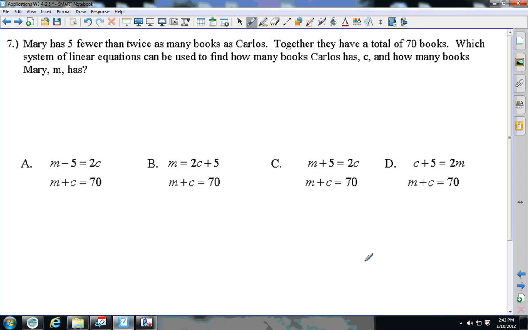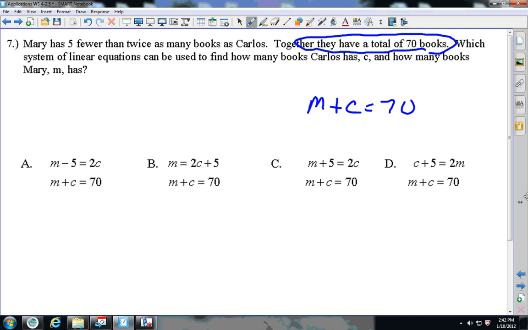Number 7 says Mary has 5 fewer than twice as many books as Carlos. Together they have a total of 70 books. Which system of linear equations can be used to find how many books Carlos has, C, and how many books Mary has? First off, let's look at this. It says together they have 70 books. So Mary plus Carlos is 70. Well, darn, all of these have Mary plus Carlos, M plus C is 70.